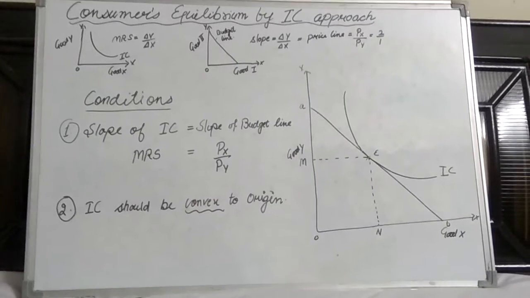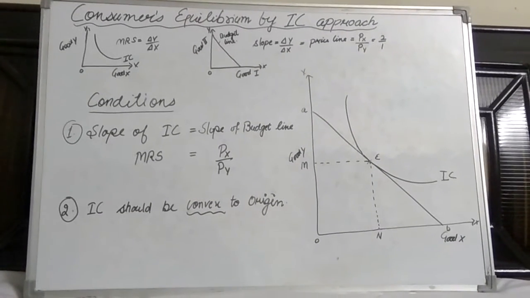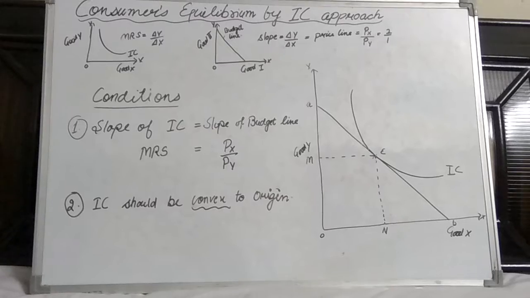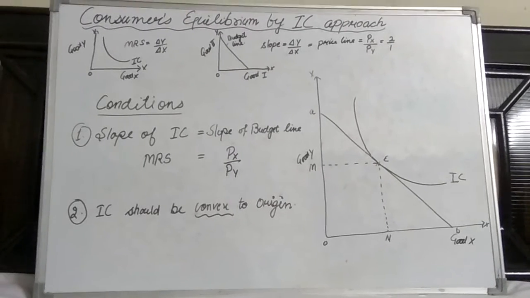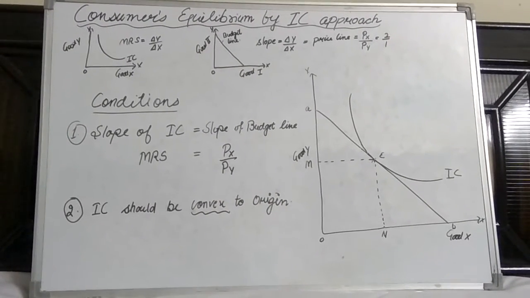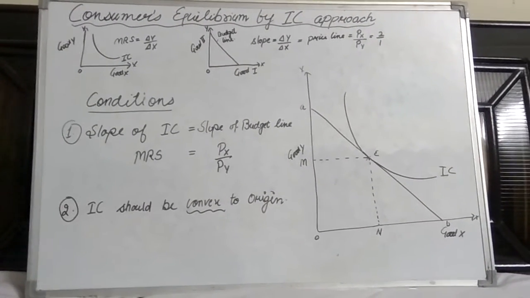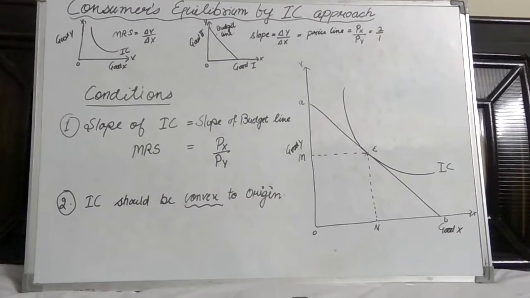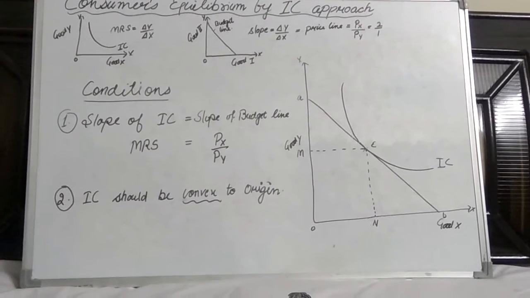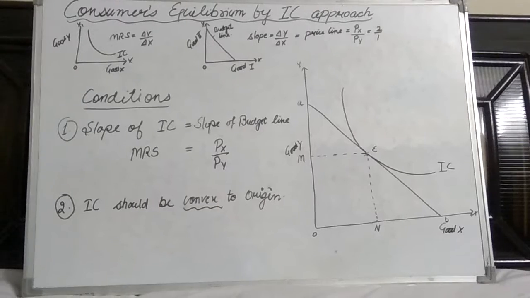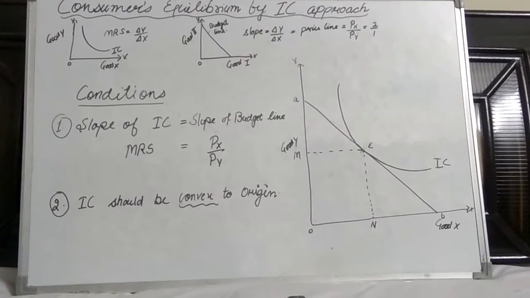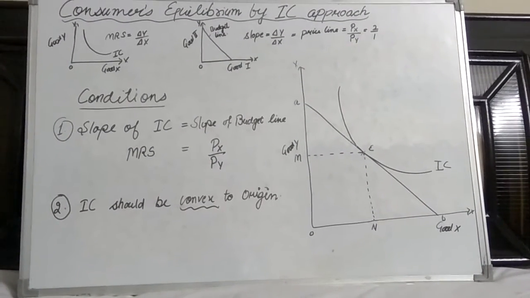And the second condition is that at the point of equilibrium, IC should be convex to the origin. These conditions are satisfied in our figure. We can show that. Let's come to the figure now. In the graph, we have plotted good y on the y-axis and good x on the x-axis. We have drawn AB, the downward sloping budget line, and IC, the indifference curve.